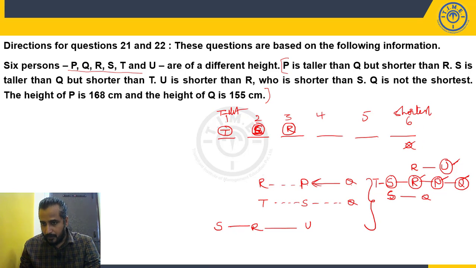Next, P is taller than Q. Q is not here. So this must be Q. This must be P. So who is the only remaining? U. So this is our final arrangement: T, S, R, P, Q, U. And it is given P is 168 centimeters in height and Q is 155 centimeters in height. Okay. Let's see the questions.